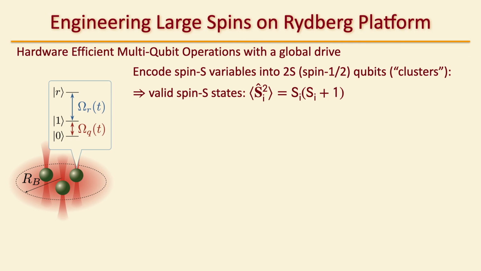And in principle, this is a good idea, but we also heard it today, because not every state of 2S qubits is also an S spin state. Only the symmetric manifolds are actually valid spin S states. So the thing is, we have to make sure that we are always getting back into this correct manifold in order to be in the right state.